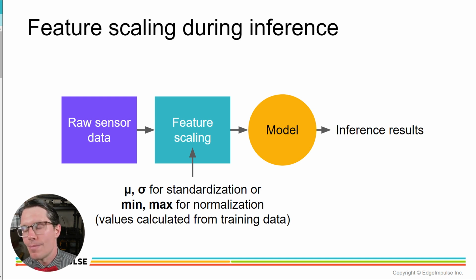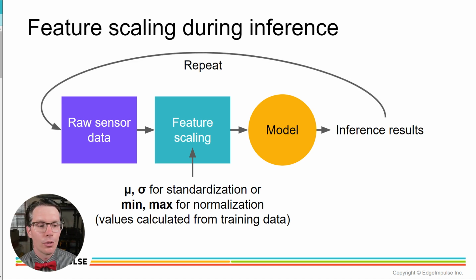Once you have those results, you can then do something with that. Say, for our magic wand, you make a gesture and then you light up something, or you, I don't know, change the channel, whatever you want to do with these inference results. With that, we're just going to do a very simple repeat. We have the inference results and then just go back to the beginning where we collect that raw sensor data, perform feature scaling, and then perform inference.